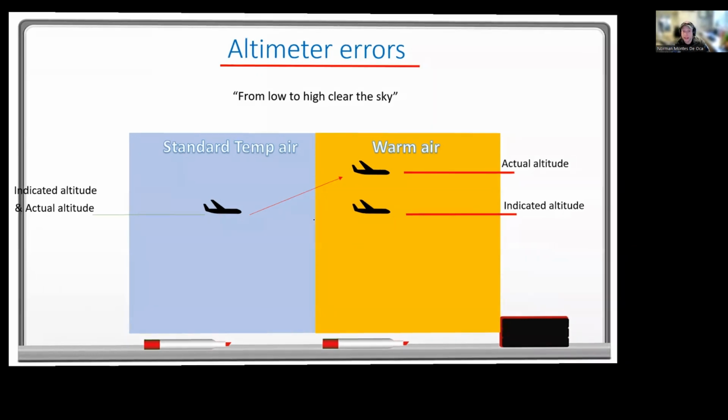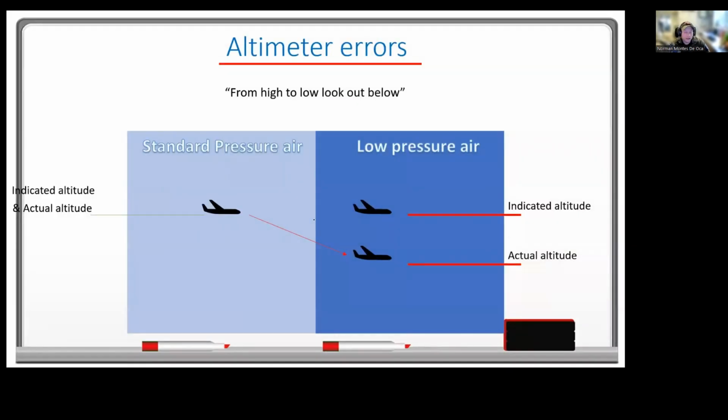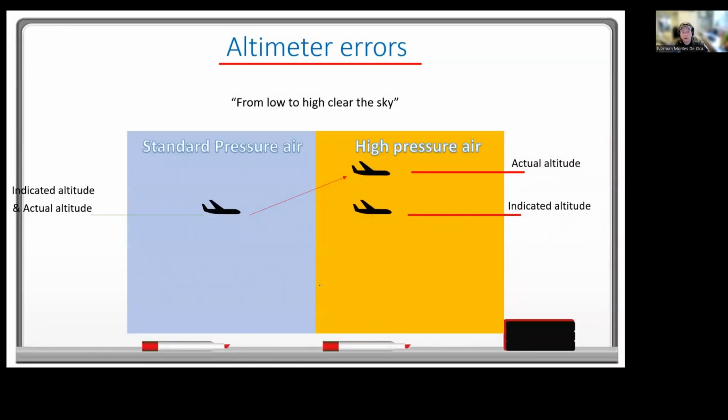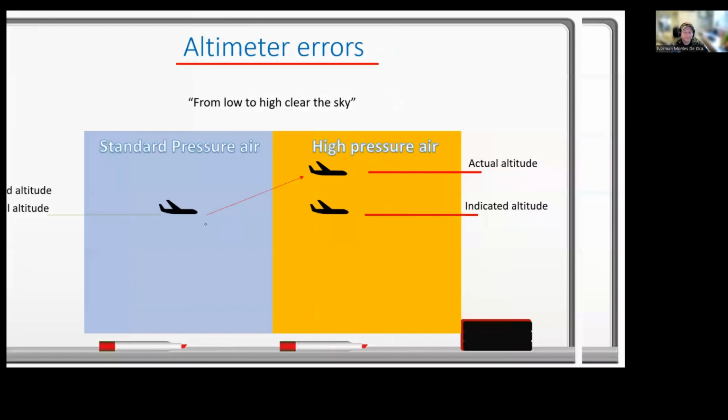And the same thing applies for pressure. If you don't adjust your altimeter and you go from standard or high pressure to low pressure, from high to low, look out below. You will be lower than what your altimeter is telling you. And from low to high, clear the sky. If you are going from low pressure to higher pressure air, then you will be higher than actual, again, if you don't reset your altimeter or don't have it set correctly.